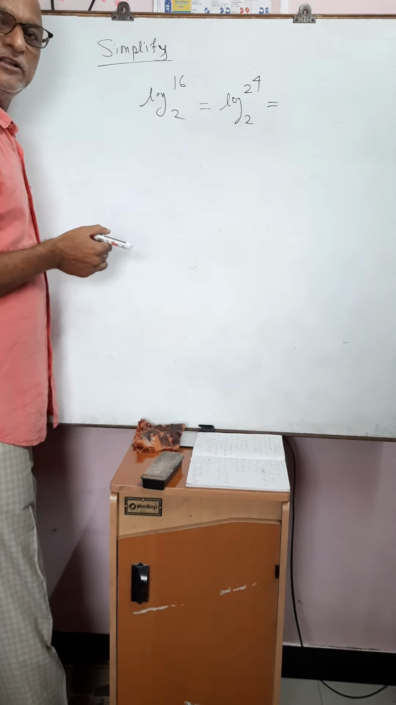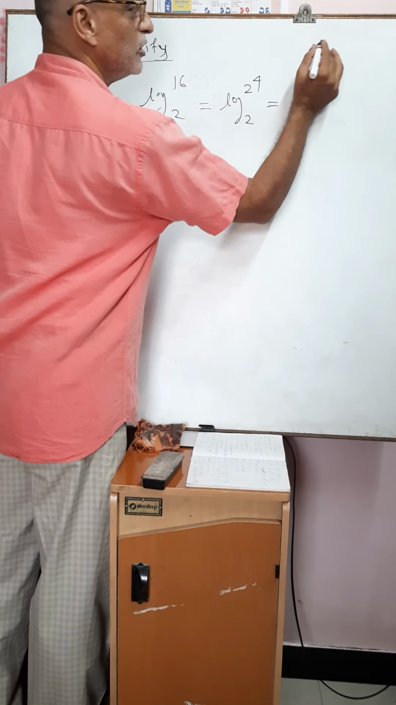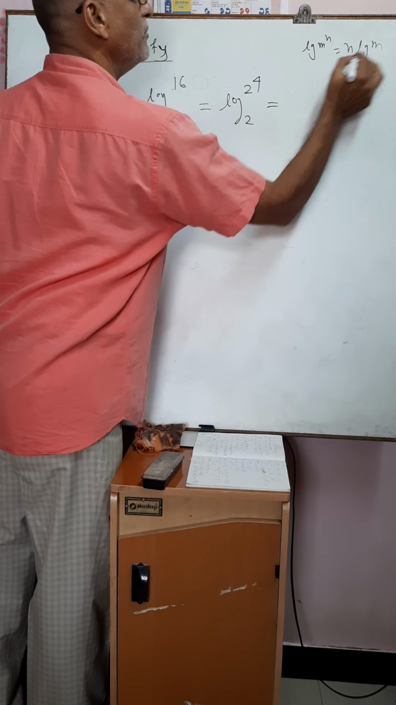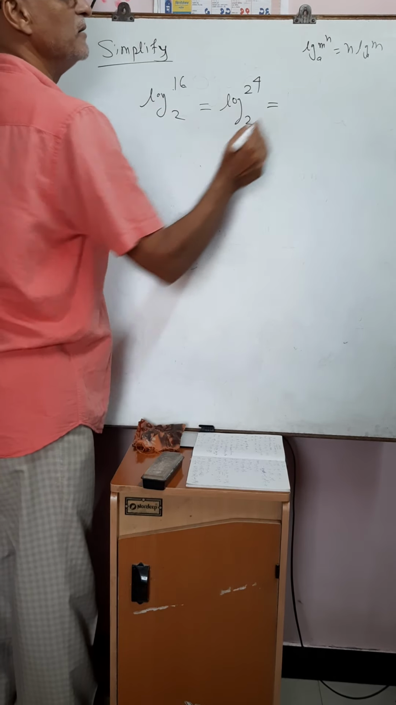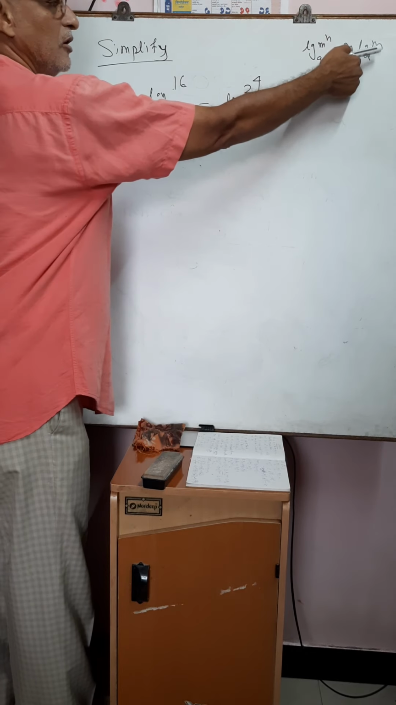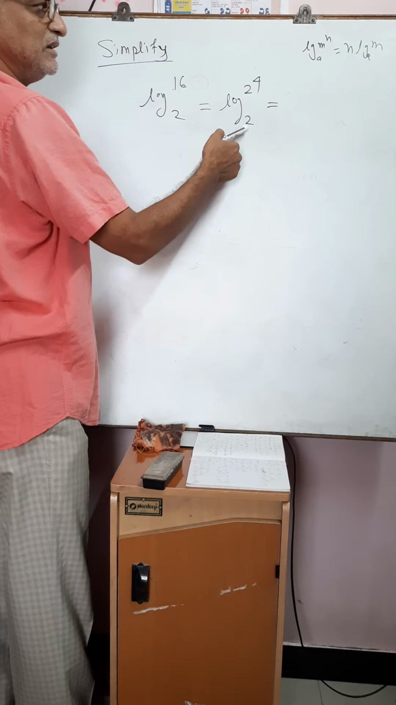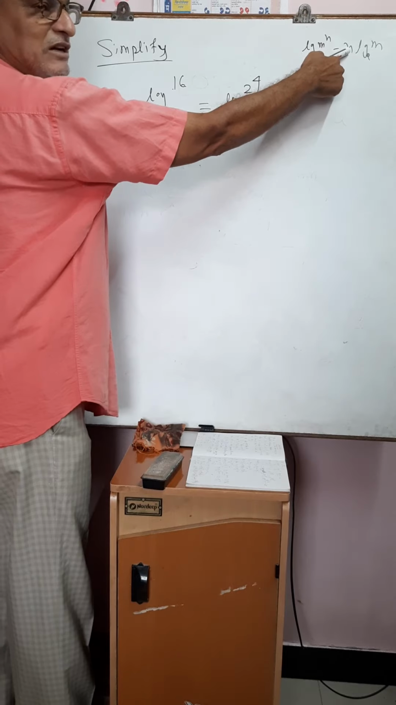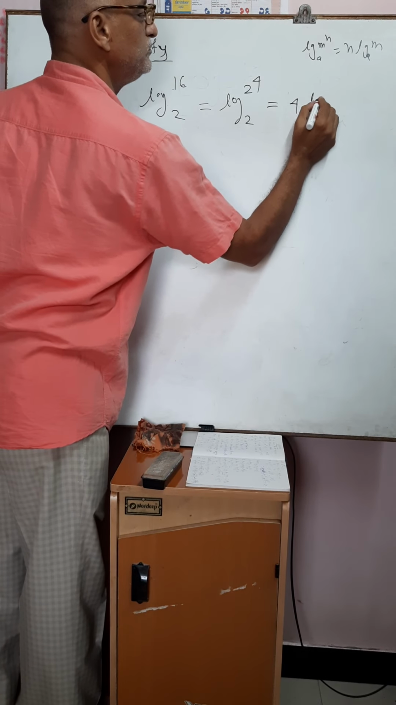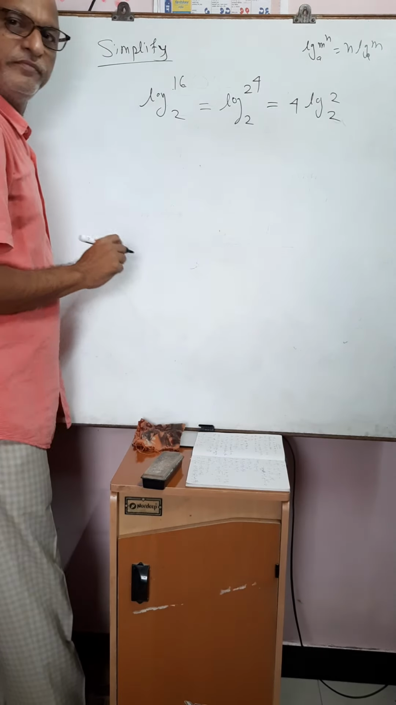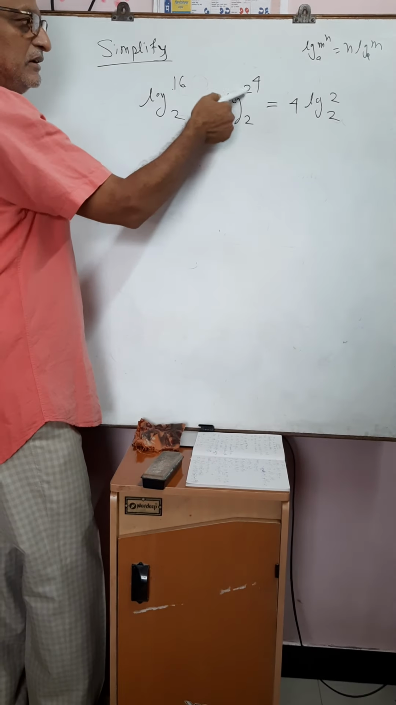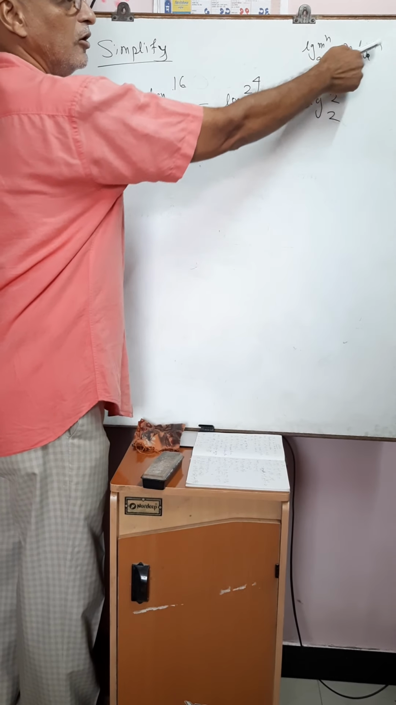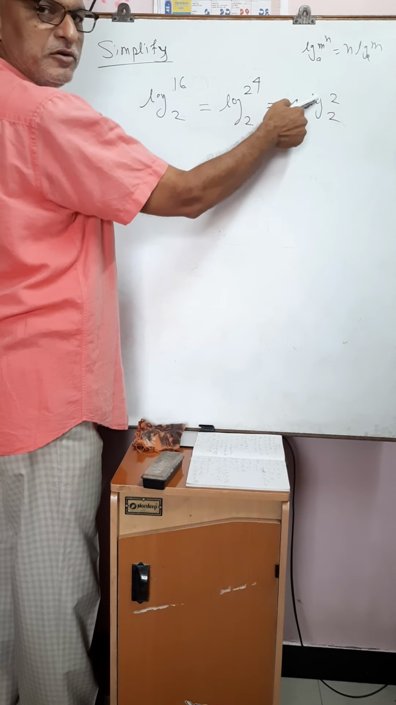Now by the third law of logarithm. What is the third law? I write it here in short. Log of m raised to n is equal to n log m. The base is here a, here is also the base a. By using this law, log of m raised to n to the base a is equal to n log m. That means this 4 is our n. 4 comes at the coefficient level, so that will be 4 into log of 2 to the base 2.